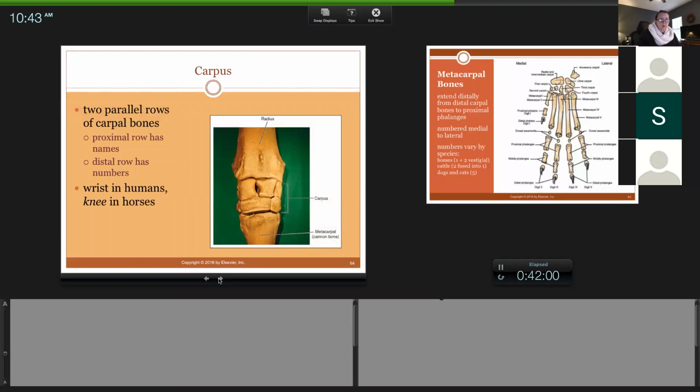Now, if we're working our way down to the carpus, which is equivalent to our wrist, we don't say wrist in animals. It is called a carpus. It is made up of 2 rows of bones.